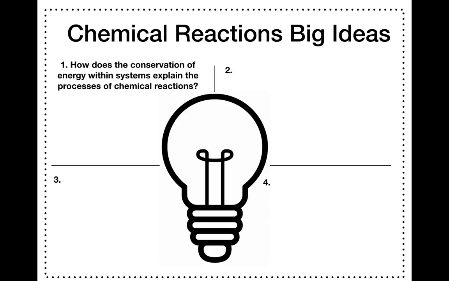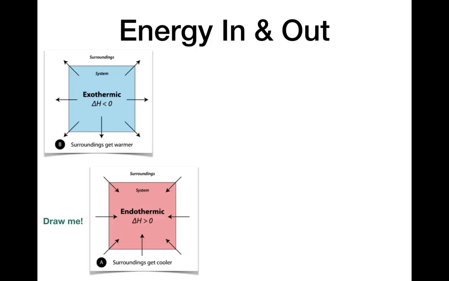Okay, so take a minute now and go to your big ideas page. Our first big idea we are starting today: How does the conservation of energy within systems explain the processes of chemical reactions? So we'll be talking about this over the next few lessons all week this week, so make sure that you start writing this today and you'll finish by the end of the week. A lot of big ideas in the unit are kind of overlapping ideas.